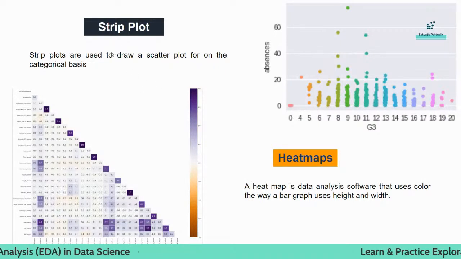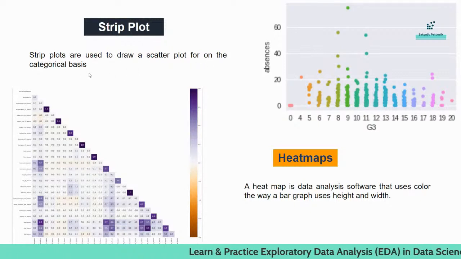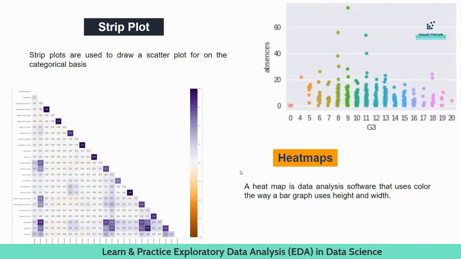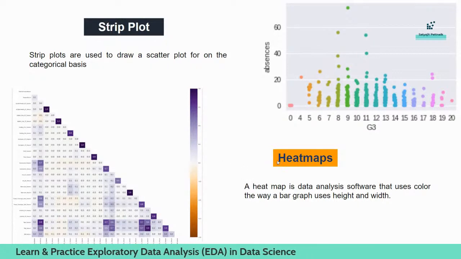And next one is strip plot. Strip plots are used to draw a scatter plot for the categorical variables on a categorical basis. Heat maps. Many of you might also be using heat maps.